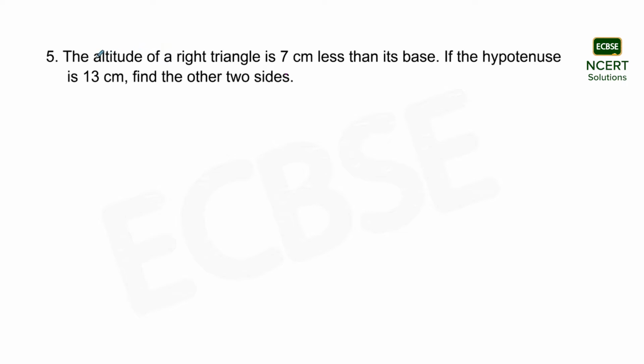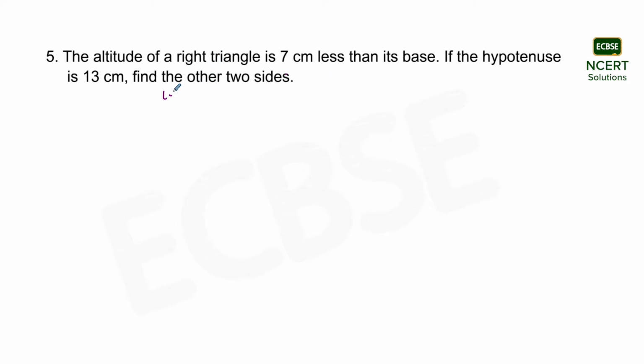Hello students, so here we are with the fifth question of Exercise 4.2 for the chapter Quadratic Equations. The question says: the altitude of a right triangle is 7 cm less than its base. If the hypotenuse is 13 cm, find the other two sides. That is, we need to find the altitude and the base of the right triangle.